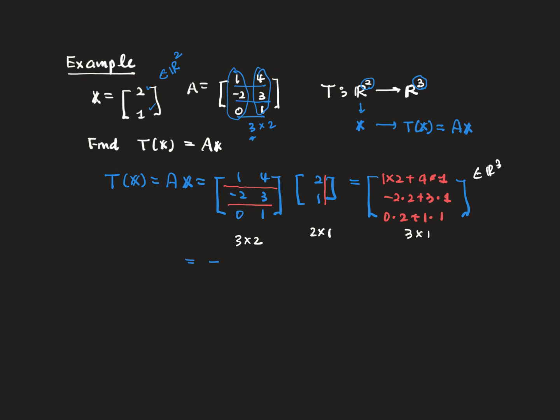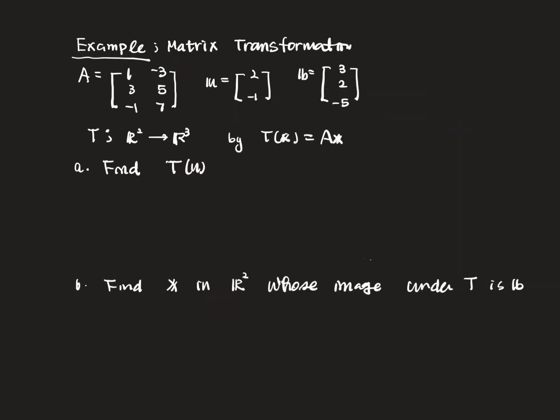Okay, let's simplify. This one is 2 plus 4, which is 6. Negative 4 plus 3 is going to be negative 1. 0 plus 1 is 1. See that? 3 entries. This is a vector in R3. That's how to define a transformation from R2 to R3 by using the matrix. Let's do one more here, guys, okay?